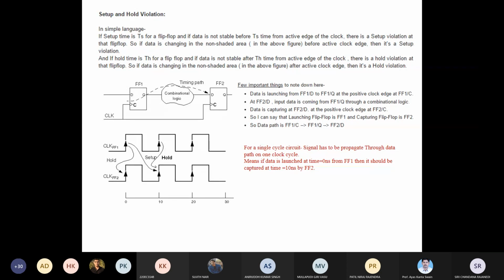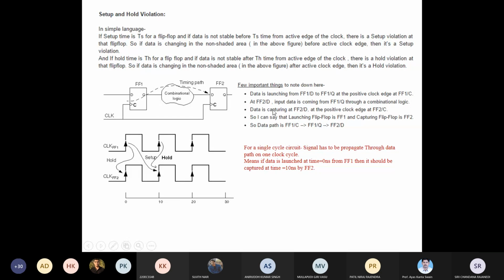The timing path here starts from FF1 C to FF1 Q, then to FF2 D, with the combinational logic in between. If there is a delay in the combinational logic, this delay will also add up while calculating the final delay till FF2 D.